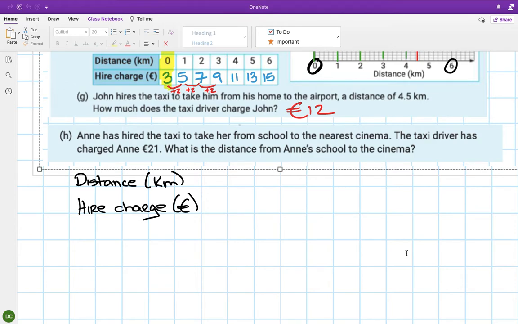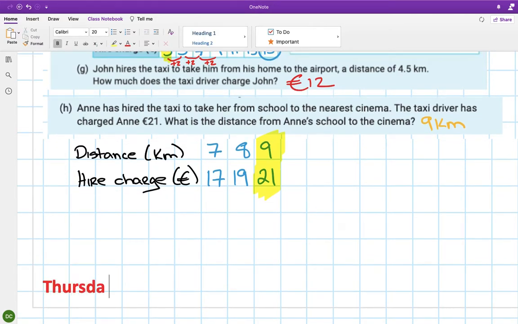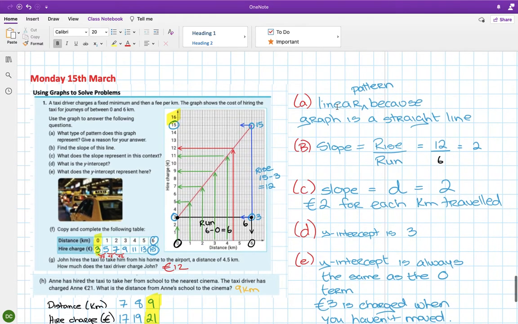Yeah? So 7 kilometers is going to cost €17, isn't it? Yeah, so I made 6 to 7, and the 15 has to go up by 2, so that's where 17 came from. So then I have 8 and 19, then I have 9 and 21. There you go. So if Anne was charged €21, that means the cinema must have been 9 kilometers away. Okay? So there you are. That's the whole question.